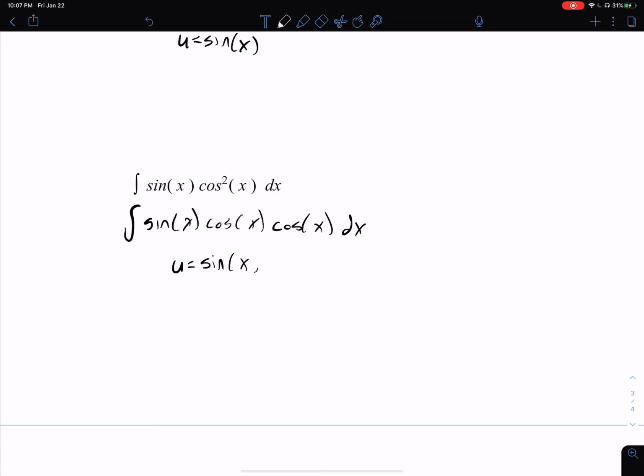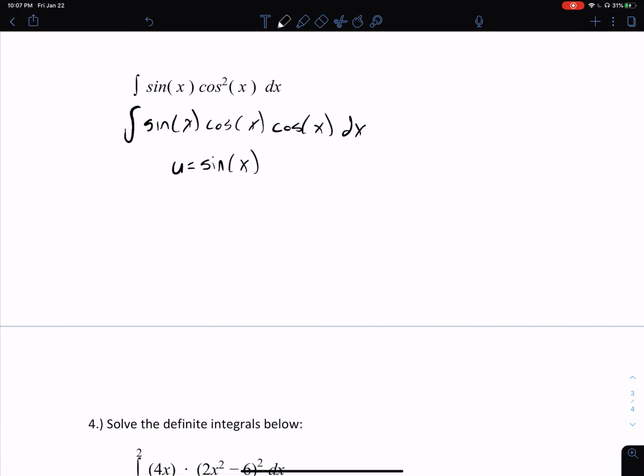If any of these are wrong, I'll correct it in the description. But I'm just doing this really quick. So that's what you would do. Or, no, did I do that right? No, I meant to do cosine. It's supposed to be cosine.